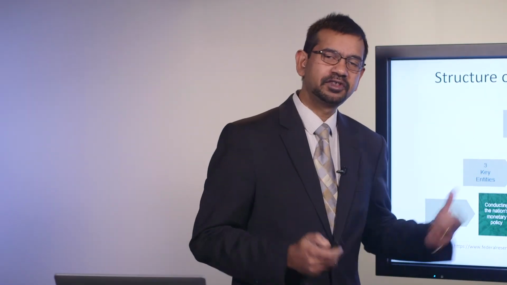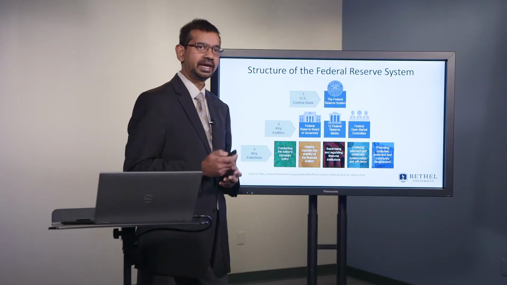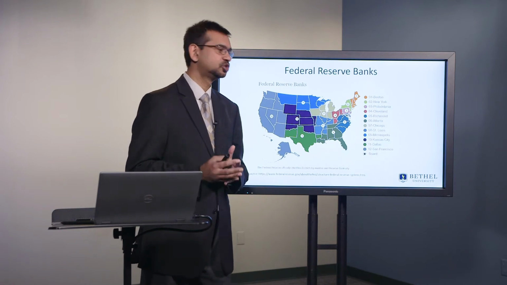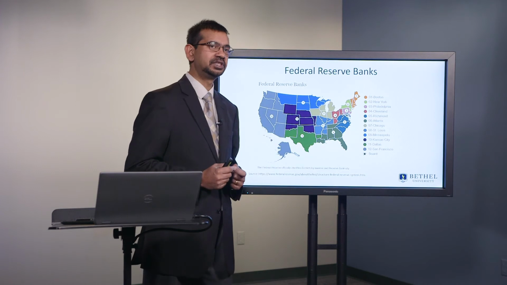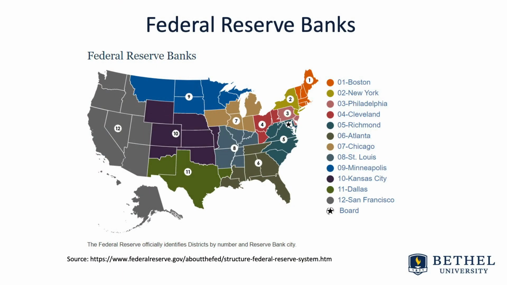The private side of the Federal Reserve System is the Federal Reserve banks. The US is divided into 12 districts, where each district has a Federal Reserve bank in charge of it. Minneapolis is in District 9, and the Federal Reserve Bank in Minneapolis is in charge of monetary policy in the upper Midwest.